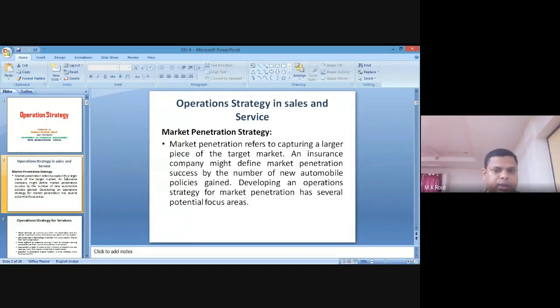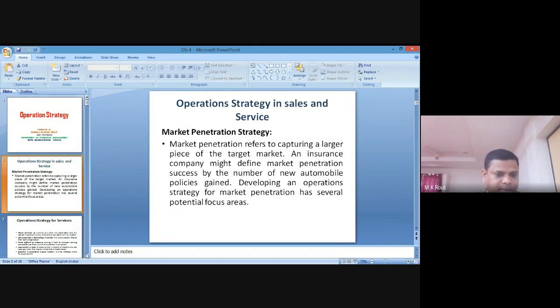Refer to capturing a large piece of the target market. For example, an insurance company might define market penetration success by the number of new automobile policies gained and develop an operational strategy for market penetration, as there are several potential focus areas also.